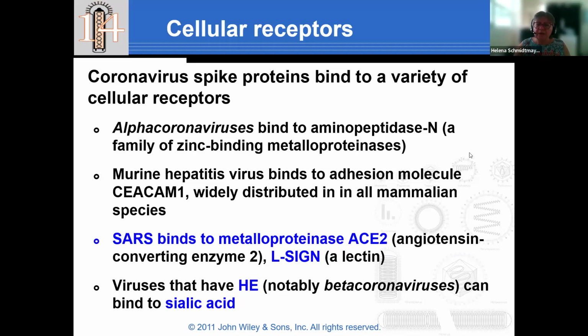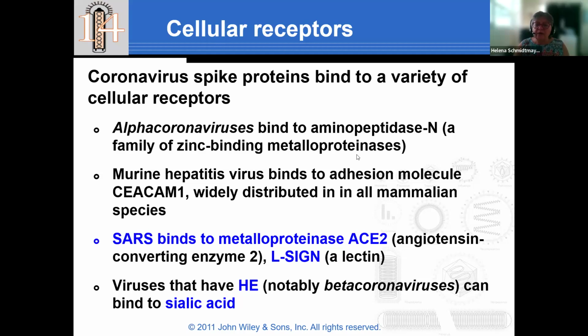Alpha coronaviruses bind to aminopeptidase N, which belongs to the family of zinc-binding metalloproteinases. Murine hepatitis viruses can use adhesion molecules to bind and enter the cells, and we are interested in SARS. So SARS binds to metalloproteinase ACE2, which is angiotensin converting enzyme 2. It can also use lectin, L-SIGN, to enter cells. We also mentioned that beta coronaviruses, with the exception of SARS, also express hemagglutinin esterase, which can bind to sialic acid.